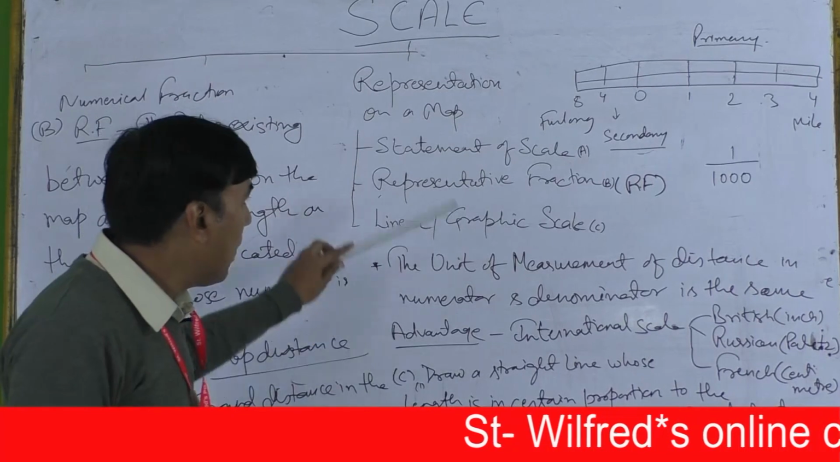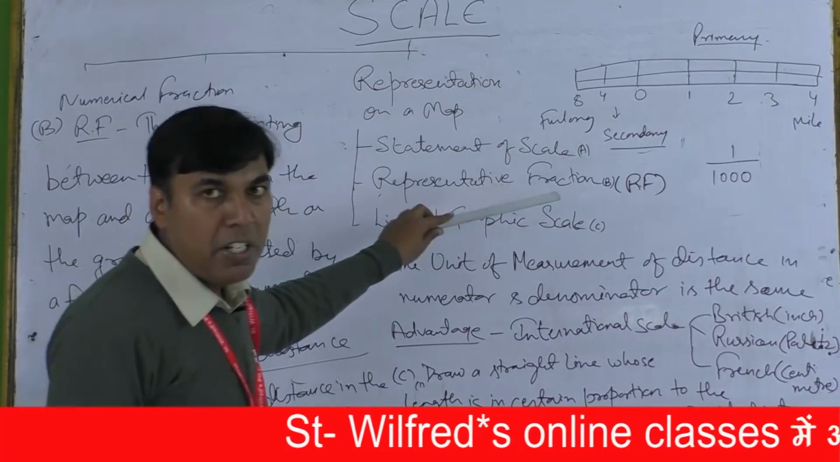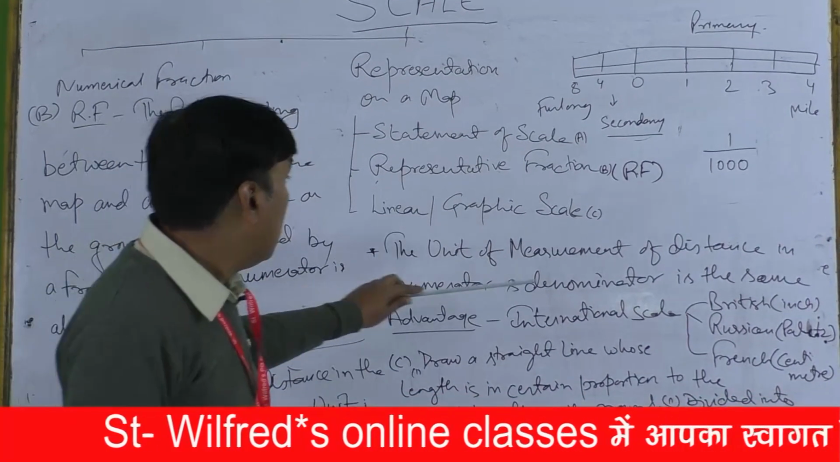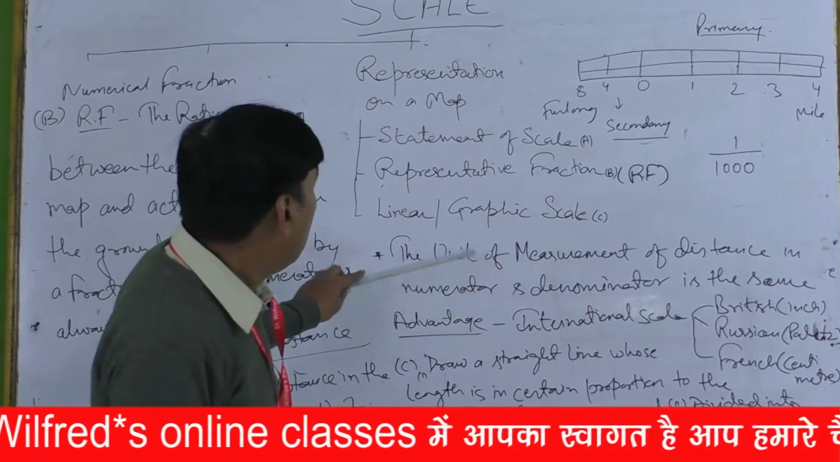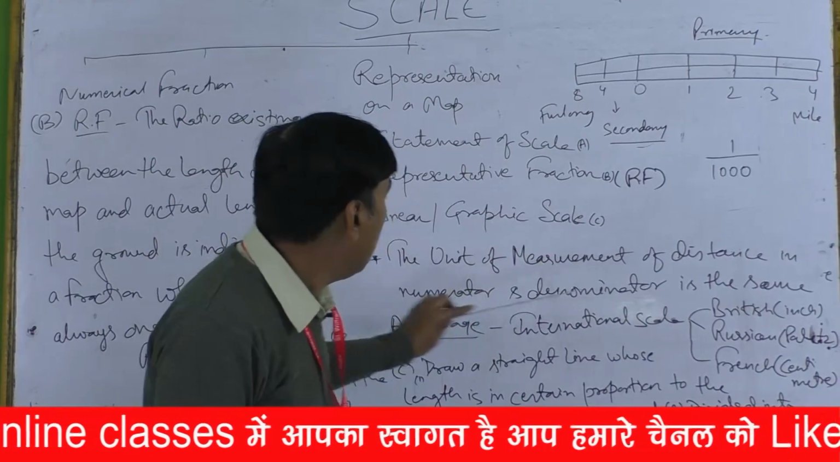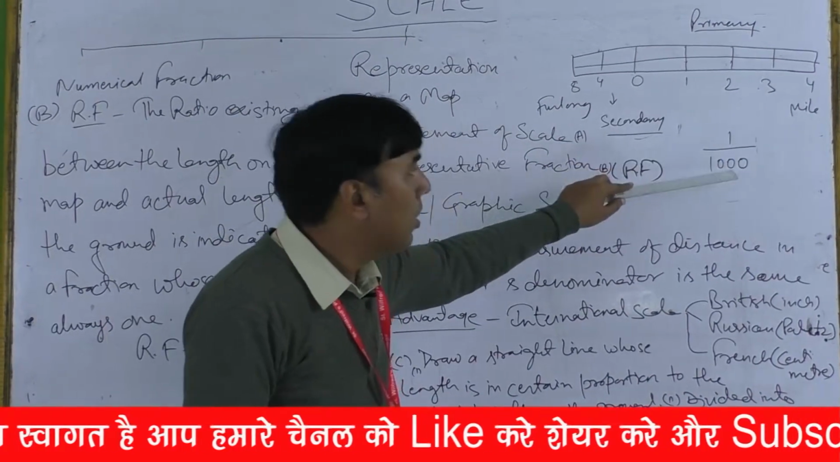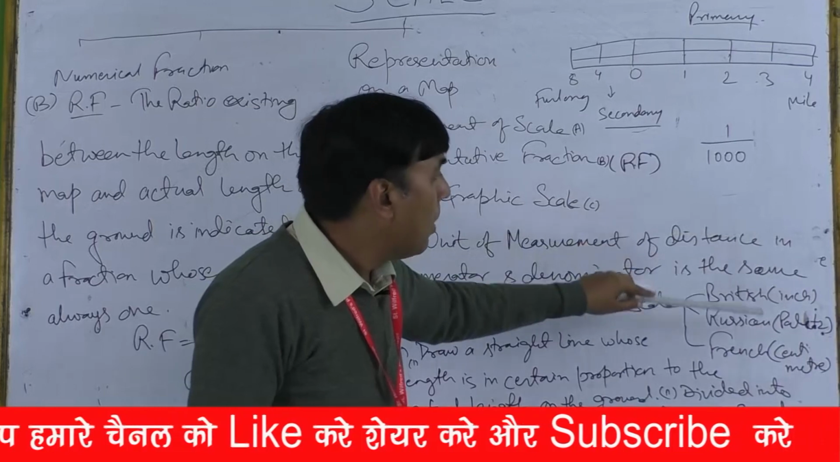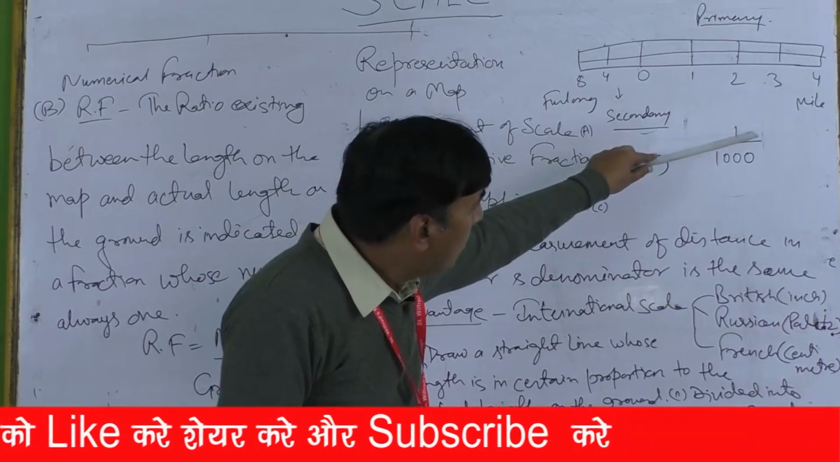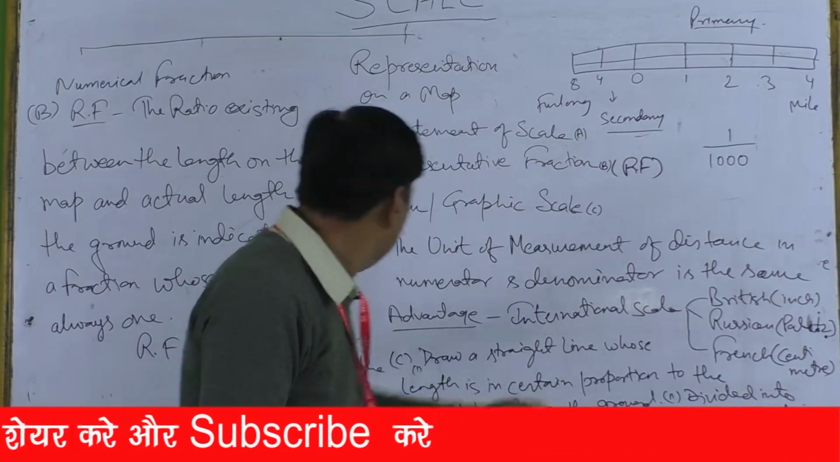So this is the main advantage of representative fraction. The unit of measurement of distance in the numerator and denominator is the same. It means if this one is centimeter, this one should be centimeter. If we use versts, this one is versts and this one should be versts.